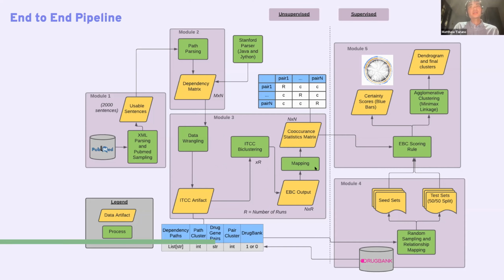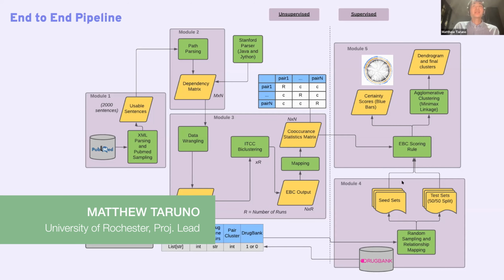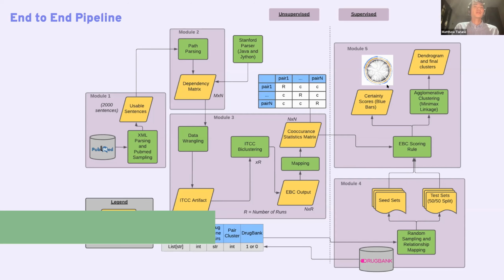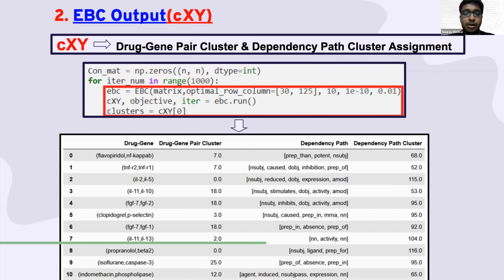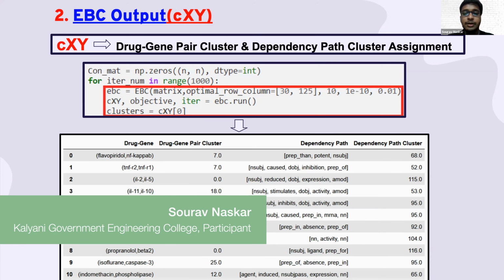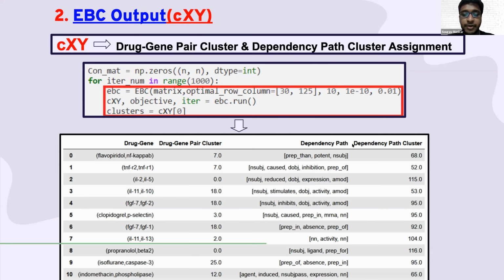To get the co-occurrence statistics, module 4 is to get the sampling and the supervised step of the EBC algorithm, and module 5 is to actually get our results and the final dendrogram of the final clusters. I mapped all the drug genes with their respective drug gene pair cluster and the dependency path with their respective dependency path cluster assignment, and created this data frame.